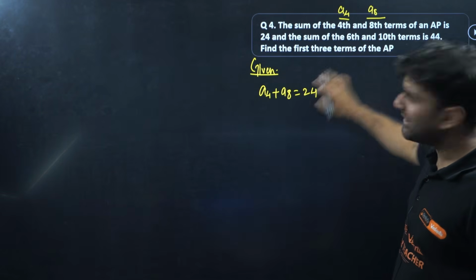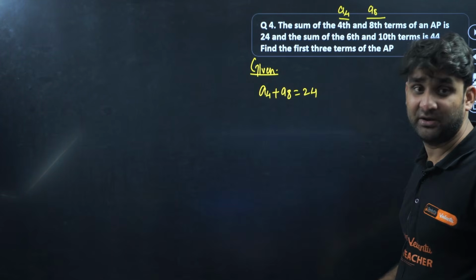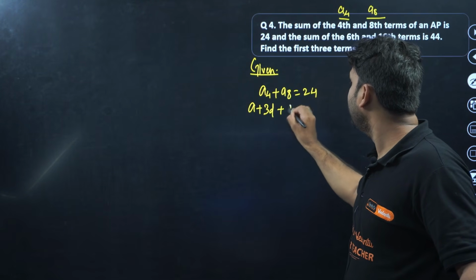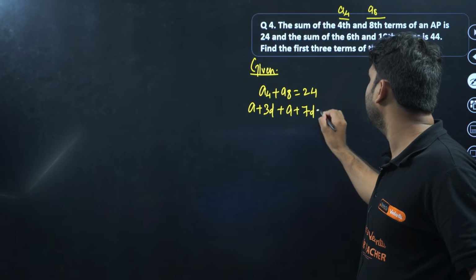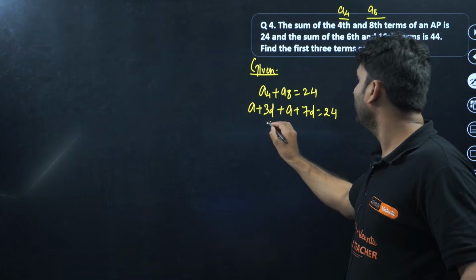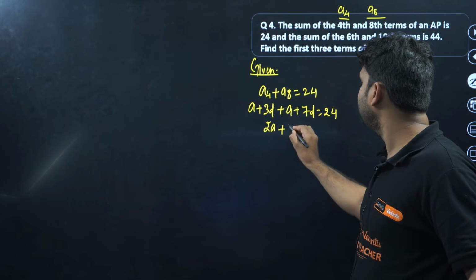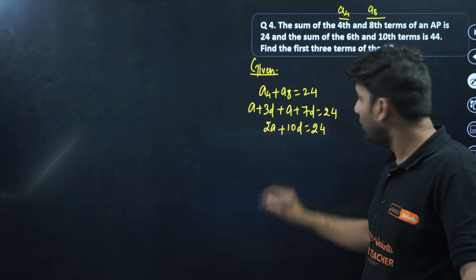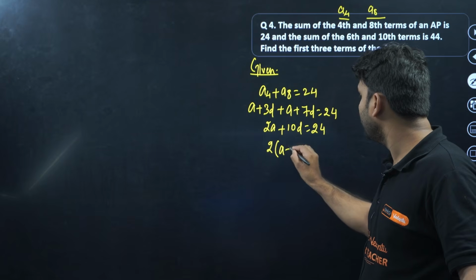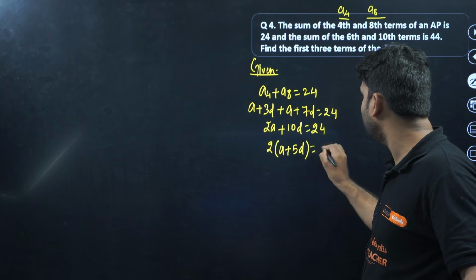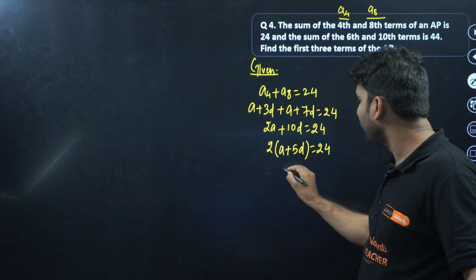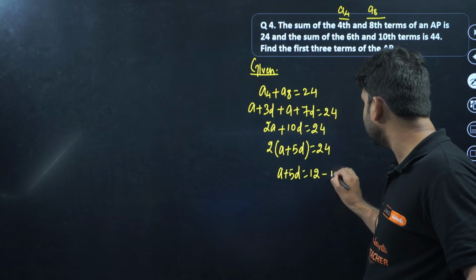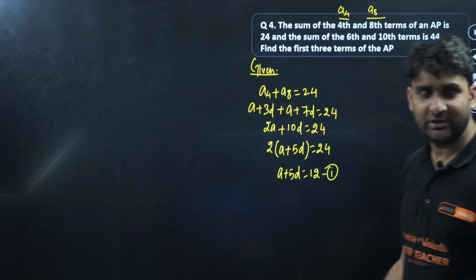Let's write down this equation in expanded form. A4 can be written as A plus 3D, and A8 can be written as A plus 7D, is equal to 24. A plus A is 2A, 7D plus 3D is 10D, is equal to 24. Can we take 2 common here? On taking 2 common, the equation will look like A plus 5D is equal to 24. 2 can cancel 24. So we have the final equation A plus 5D is equal to 12. This is equation number 1. Clear? The relation between A and D.